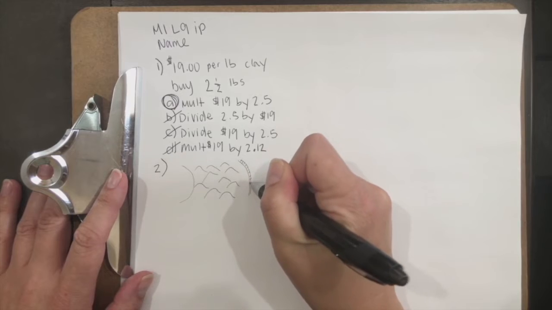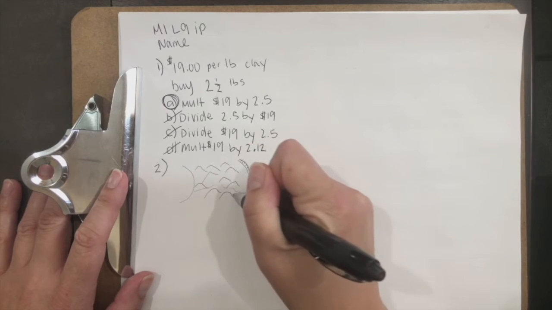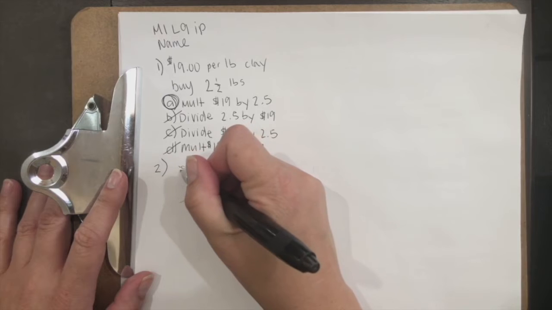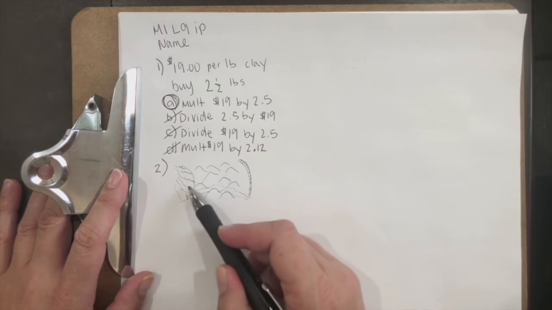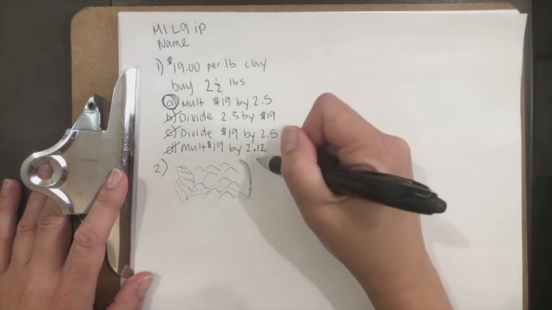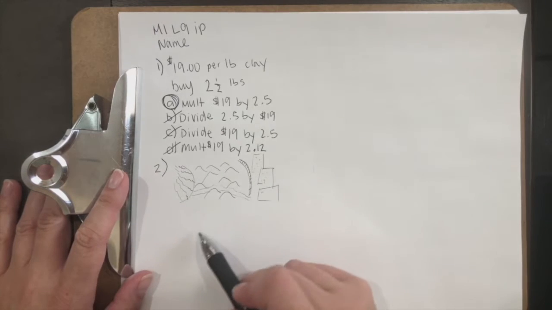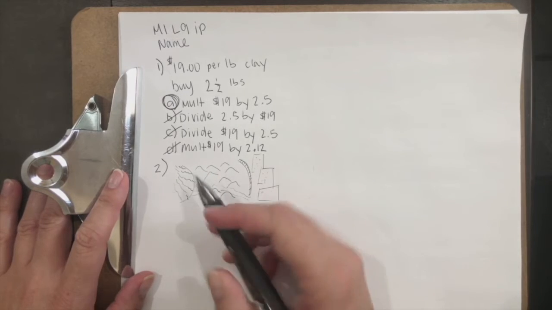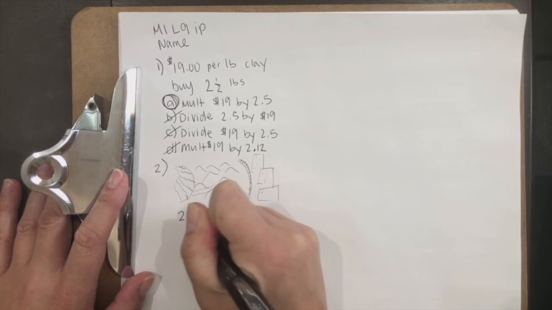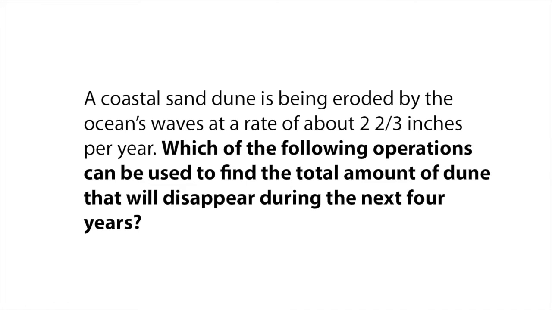So we've got, like, a beach area, and we've got these sand dunes. Maybe like a little fence here. Maybe there's like a little path right down to the water. Here's the water. The waves are coming in, and they're eroding the sand. They're washing the sand away. Maybe over here we've got houses or apartments next to the ocean. So we want to know these dunes, which are made out of sand, are getting washed away at a rate of 2 2/3 inches per year. Which of the following operations can be used to find the total amount of dune that will disappear over the next 4 years?